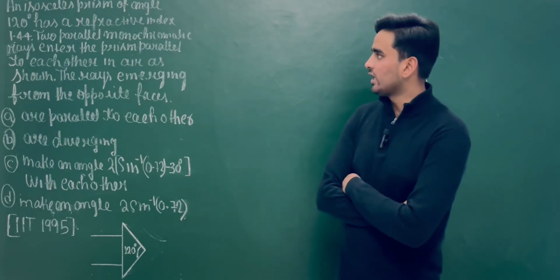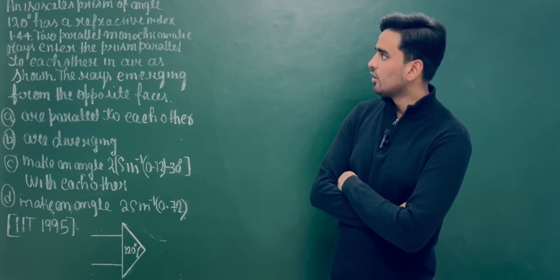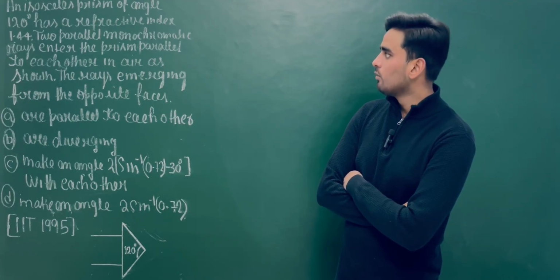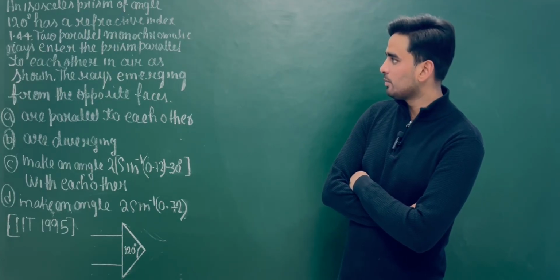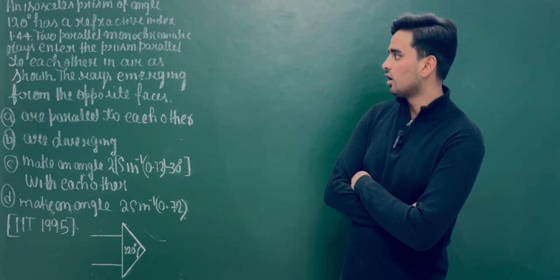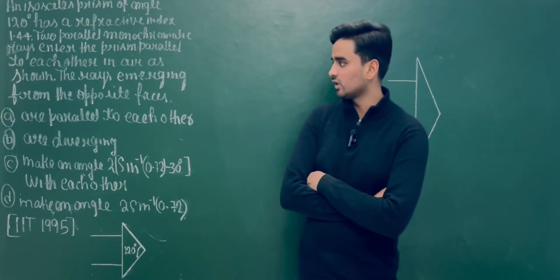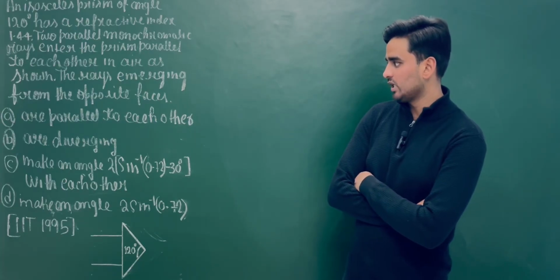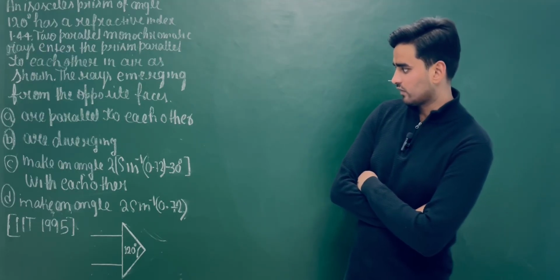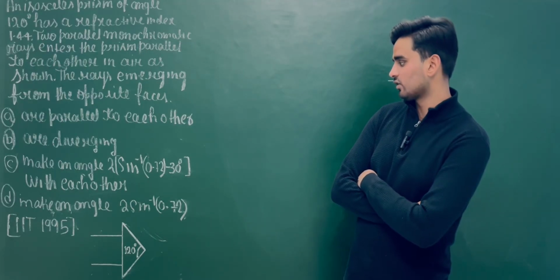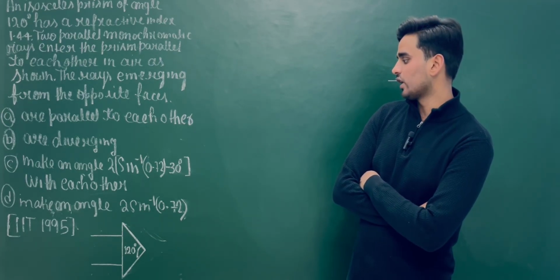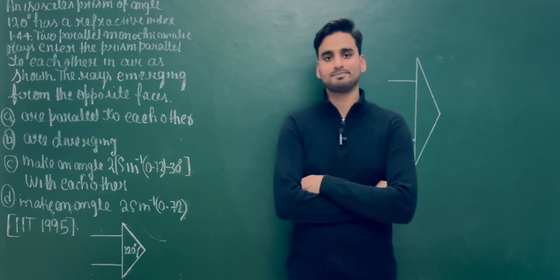The query is: an isosceles prism of angle 120 has a refractive index 1.44. Two parallel monochromatic rays enter the prism parallel to each other in air as shown. The rays emerging from the opposite faces: option A, are parallel to each other; B, are diverging; C, make an angle twice of sine inverse 0.72 minus 30 degree with each other; D, make an angle of 2 sine inverse 0.72.